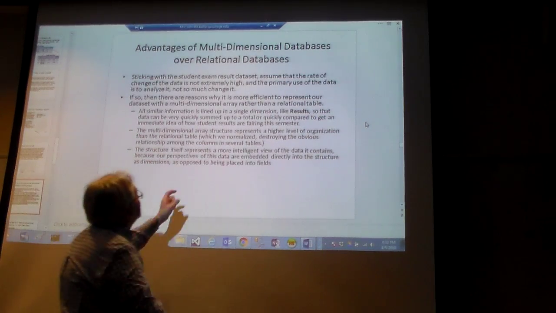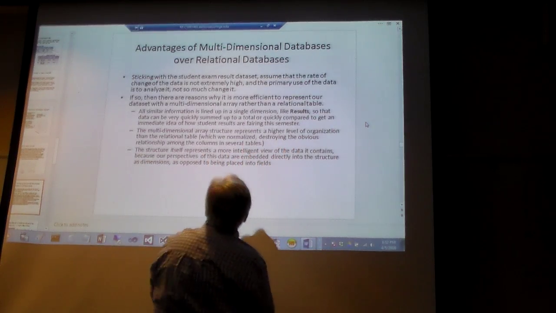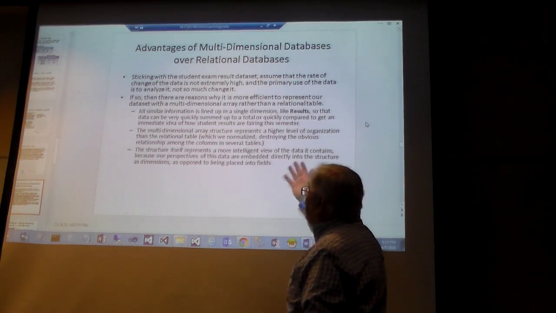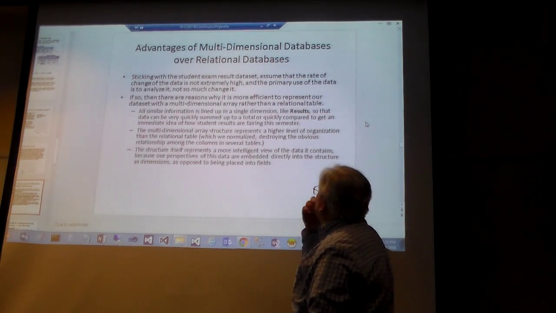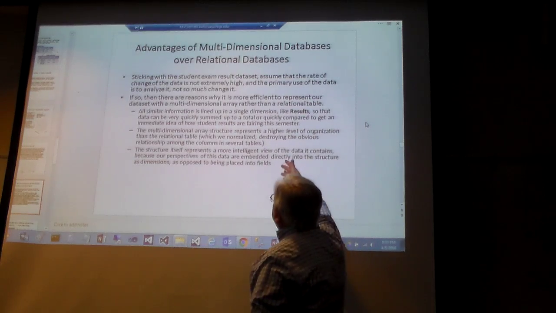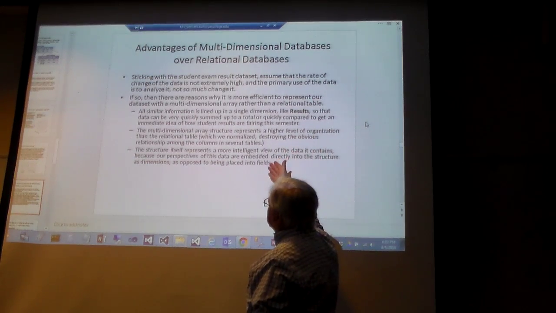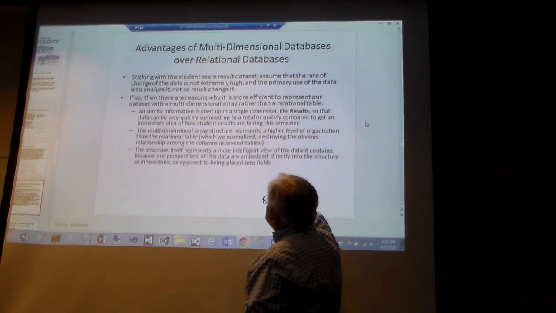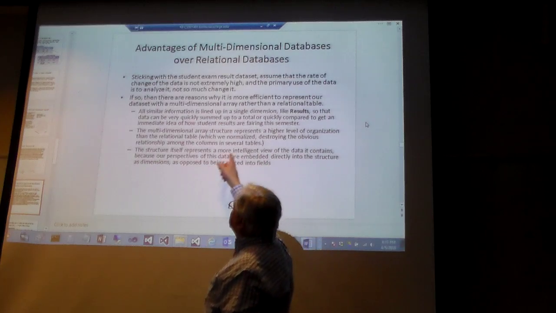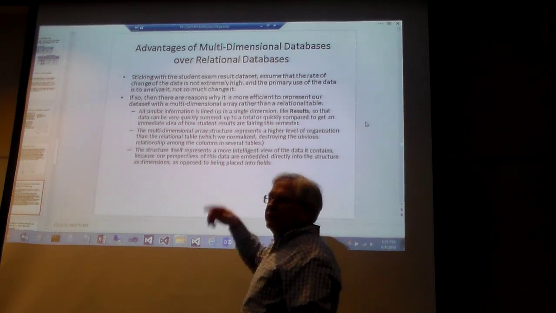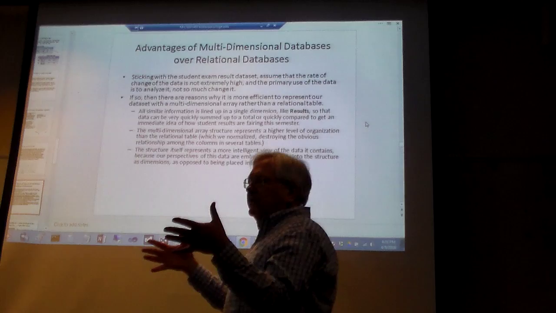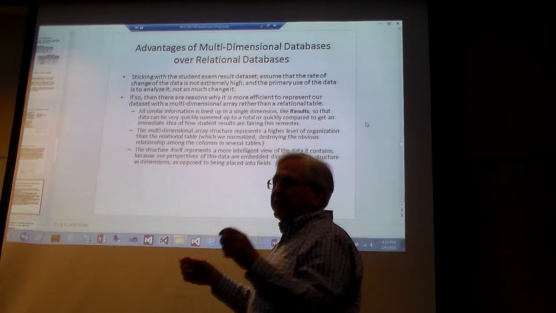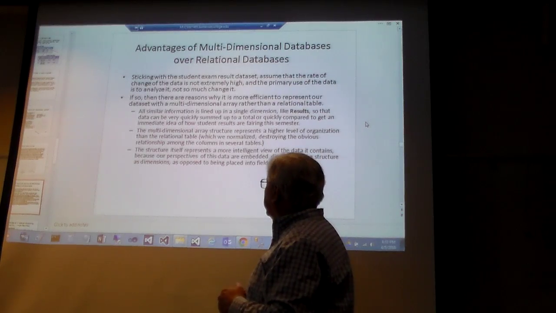All similar information is lined up in a single dimension, like results. So the data can quickly be summed for totals or compared to get an immediate idea how they're doing. The multi-dimensional array has a higher level of organization, which is the opposite of being normalized. So it destroys some of the obvious relationships among some of the columns. When you force it into that model, in the underlying SQL data, there could have been relationships, but they're gone because you've broken it by putting everything in these long linear tables.